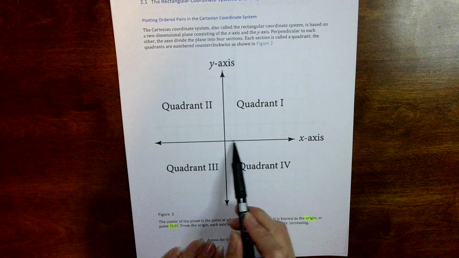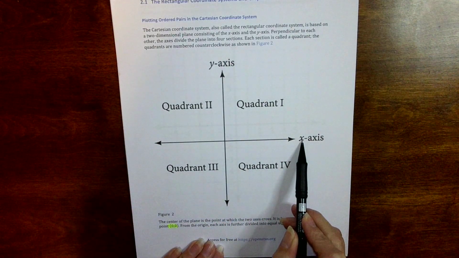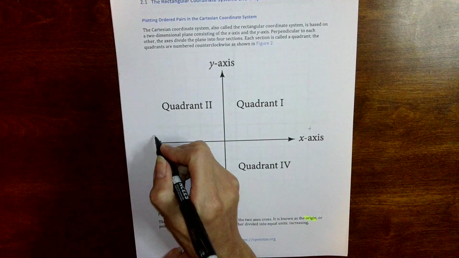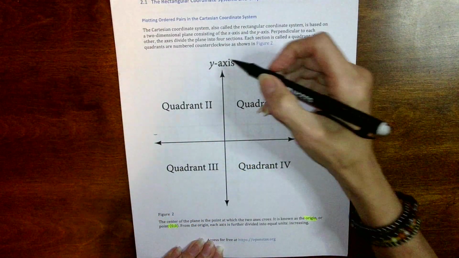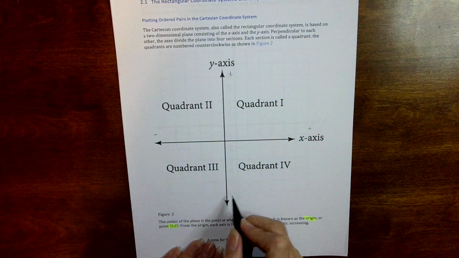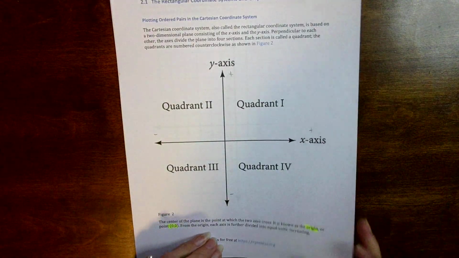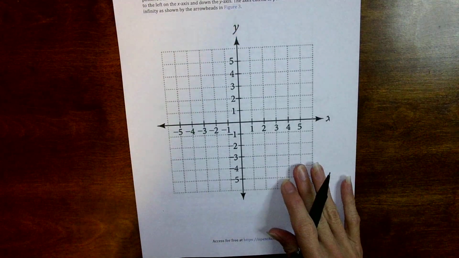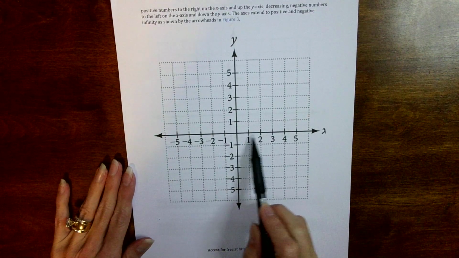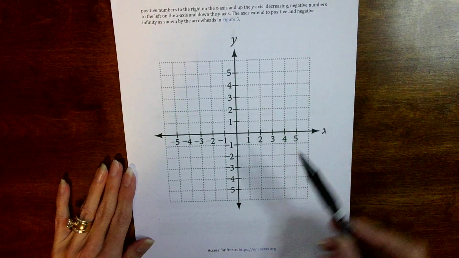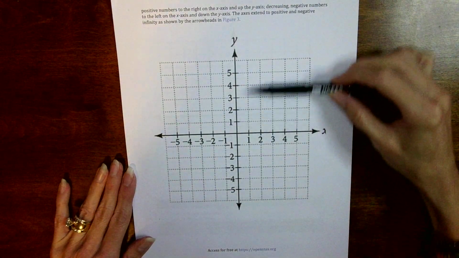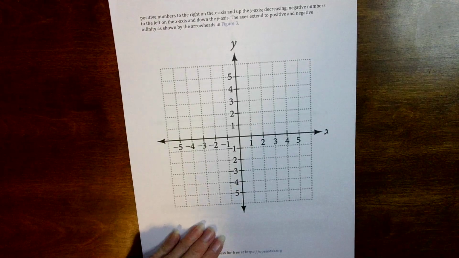As you go to the right on the x-axis, your values are positive. As you go on the left, your values are negative. As you go up in your y-axis, your values are positive, and as you come down, your values are negative. Alright, and so here are some numbers represented showing what I just said: positive to the right, negative to the left, positive up, negative down.